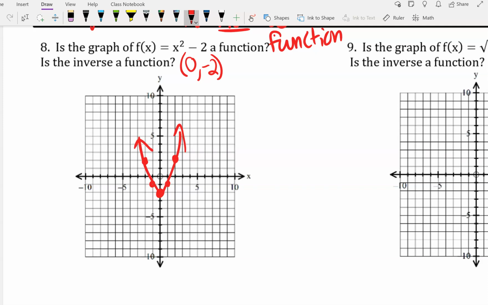All right, so to determine if this is a function, I draw vertical lines, or I imagine if I were to draw a vertical line, would that vertical line cross the graph more than once? Well, here it only crosses once. Is there anywhere on this graph that I can draw a straight up and down vertical line and have it cross more than once? The answer is no, which means this is a function.